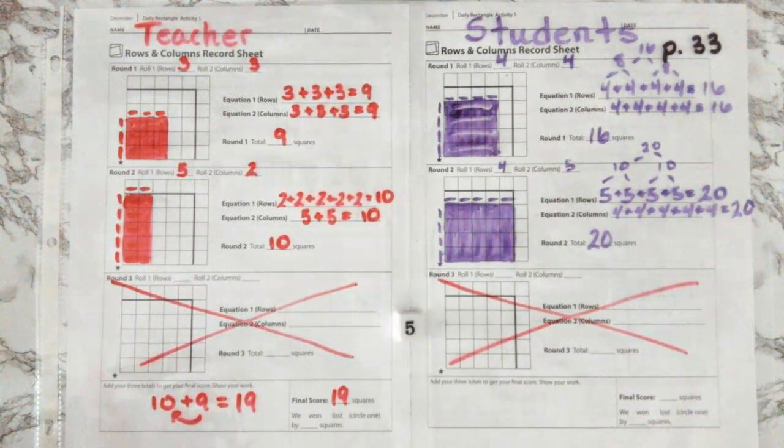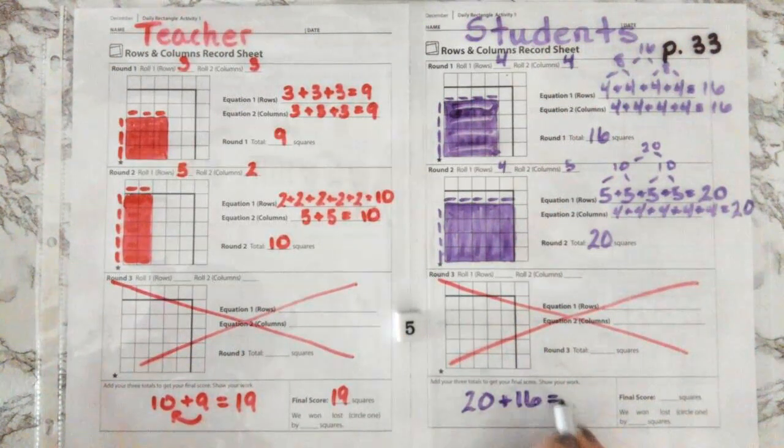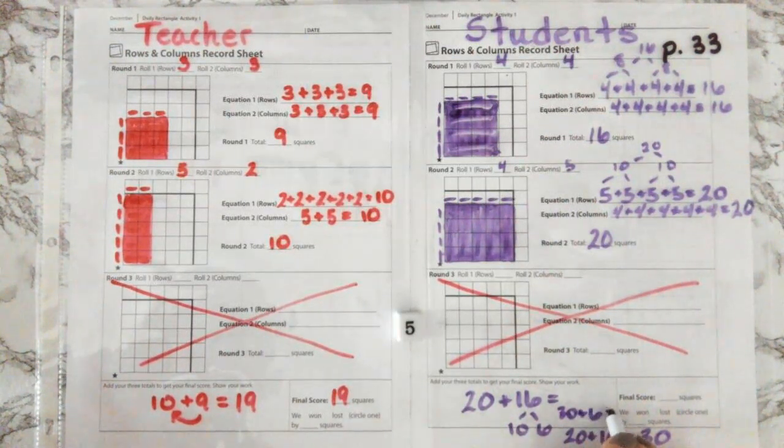For your score, you can think about taking your 10s apart. If we have 20 plus 16, well, how many 10s do we have? Well, in 16, if I break it apart, I have a 10 and a 6. So I have 20, 30, and then my 6. 20 plus 10 equals 30, and then 30 plus 6 equals 36. Your final score was 36.